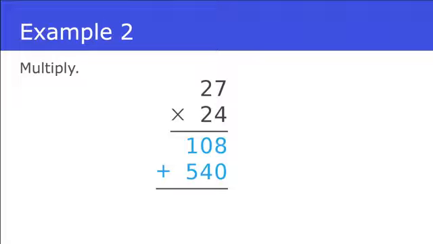Now we can add the results. We first add our ones, 8 plus 0 equals 8. Add the tens, 0 plus 4 equals 4. And then our hundreds, 1 plus 5 equals 6. So 27 times 24 equals 648.